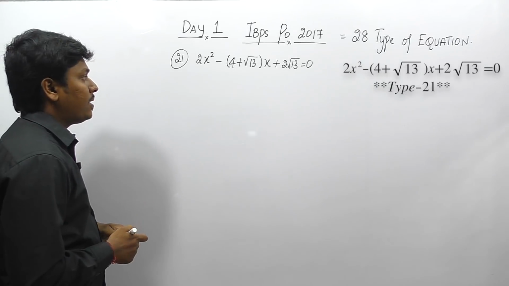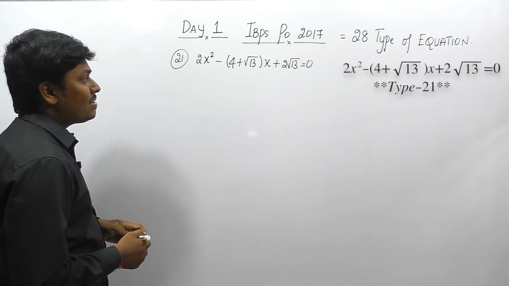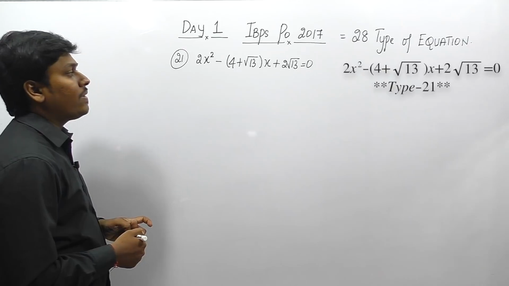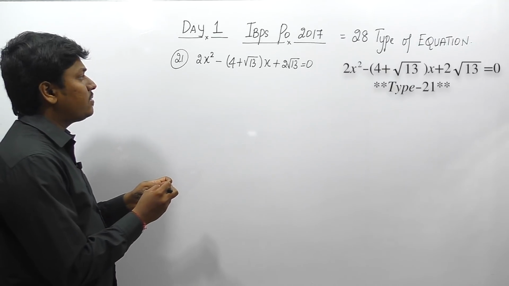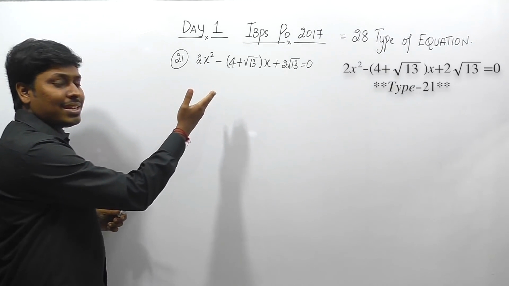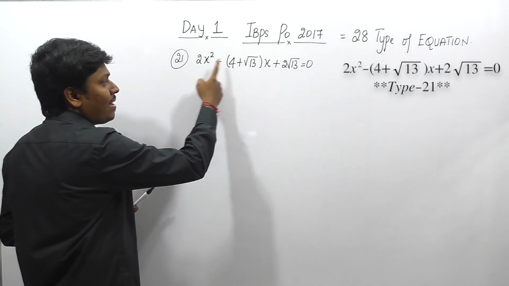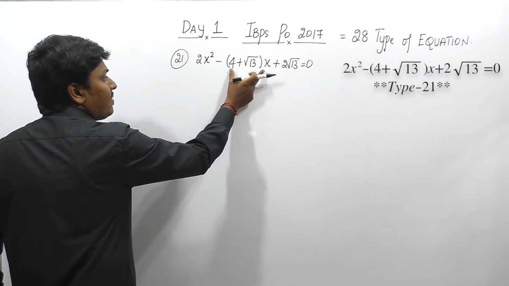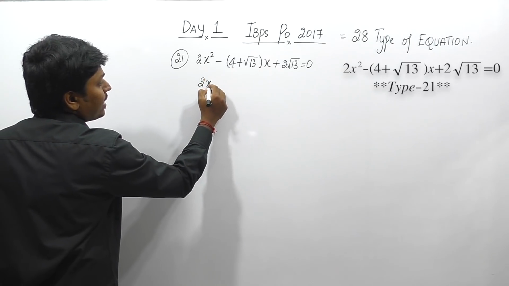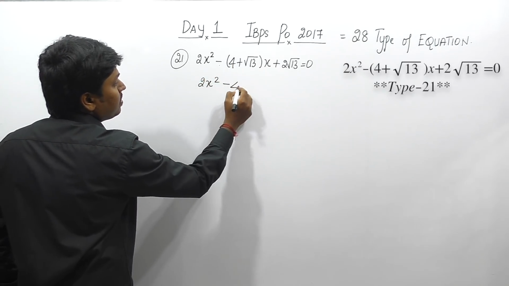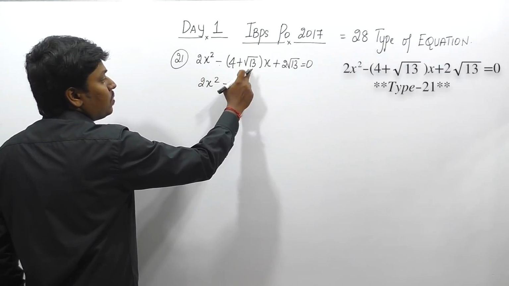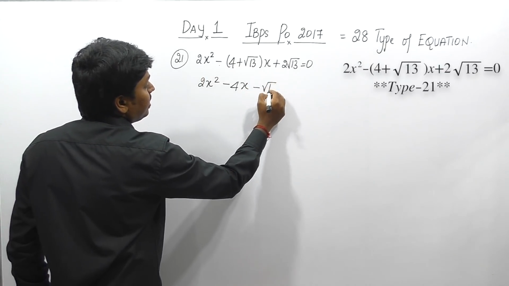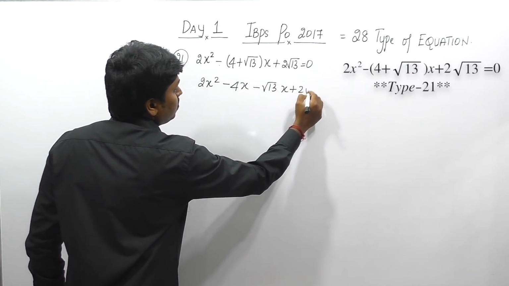Type number 21. So 2x square minus 4 plus root 13 of x plus 2 root 13 is equal to 0. So this equation looks like a quadratic equation because x square, x and a constant. So first of all, let me do one thing. Let me simplify this step, right? So this can be written as 2x square minus 4x minus root 13 into x becomes minus root 13x plus 2 root 13 is equal to 0.